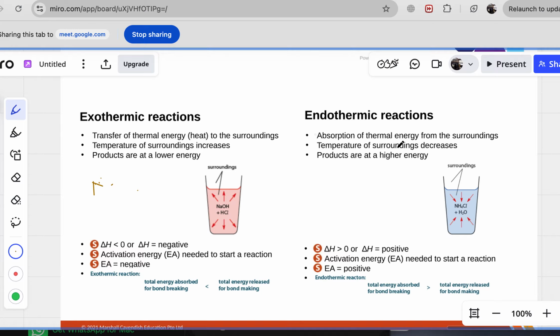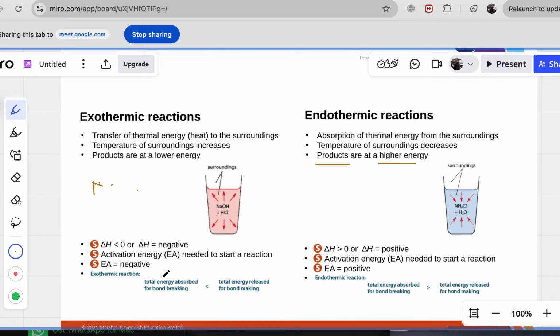Now, in an endothermic reaction, you have to absorb thermal energy from the surrounding. Thermal energy is taken from the surrounding. You don't give, you take. You take the energy from the surrounding, and the temperature of the surrounding will decrease, of course, because you've taken the energy. The products are at a higher energy level.